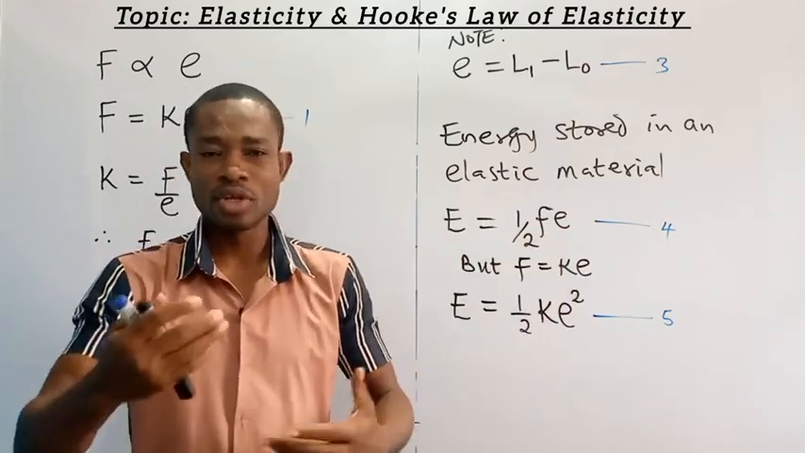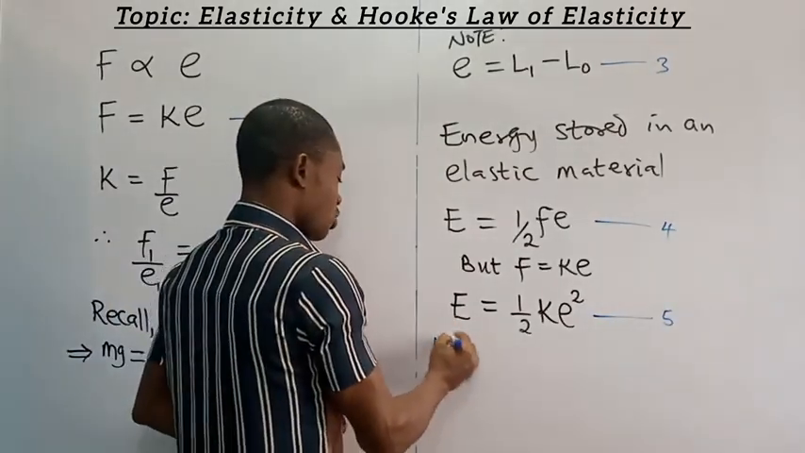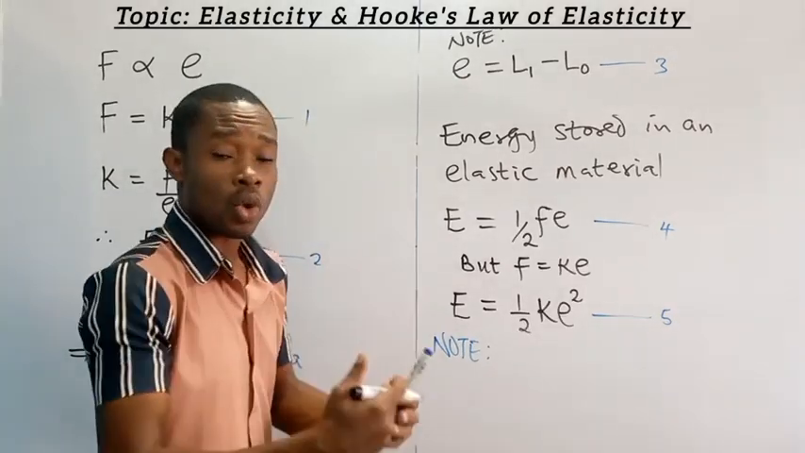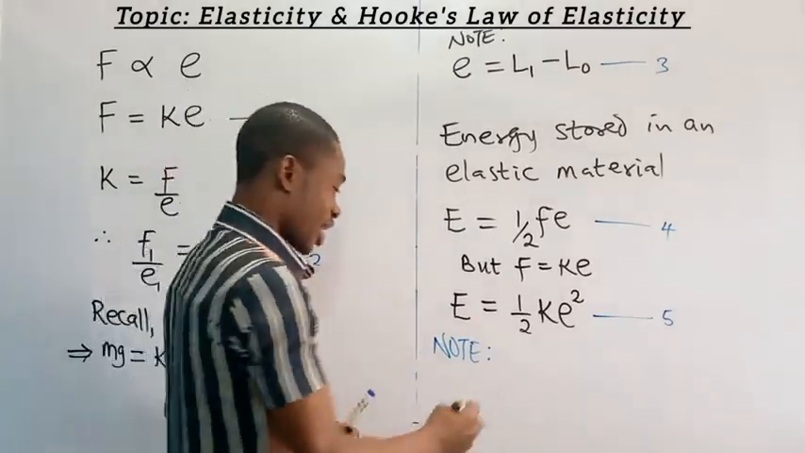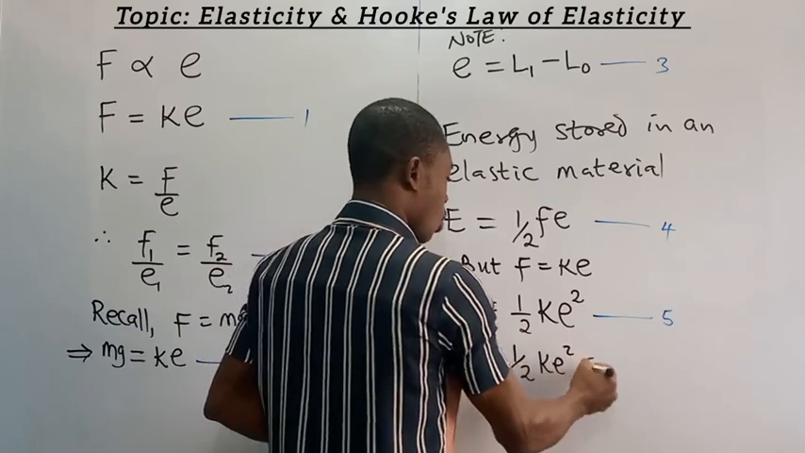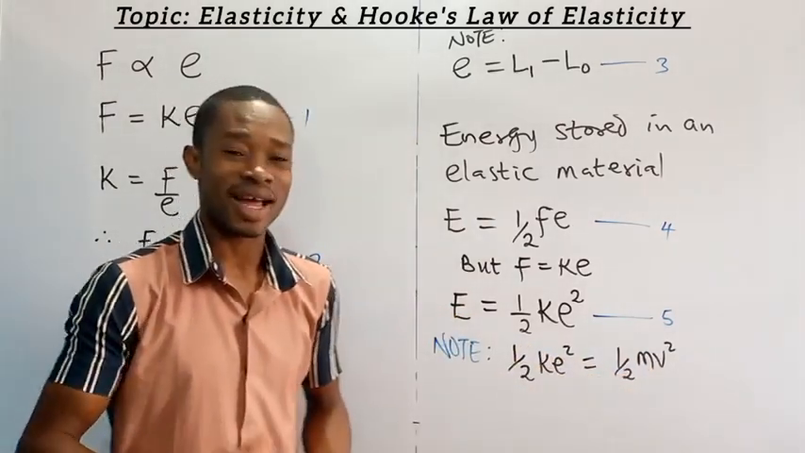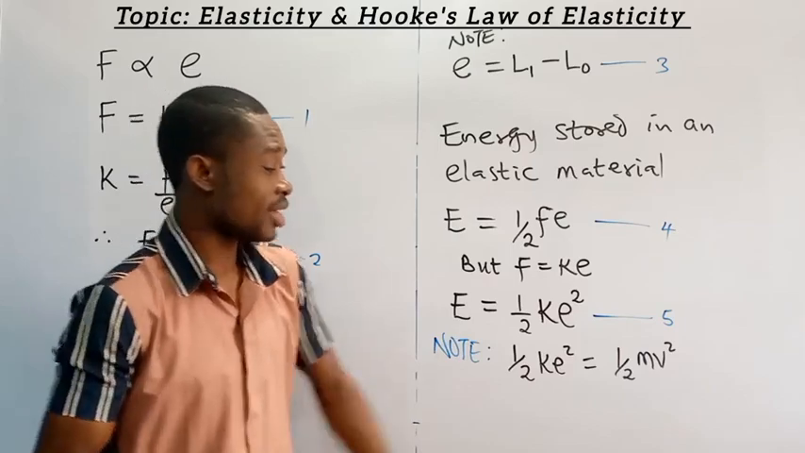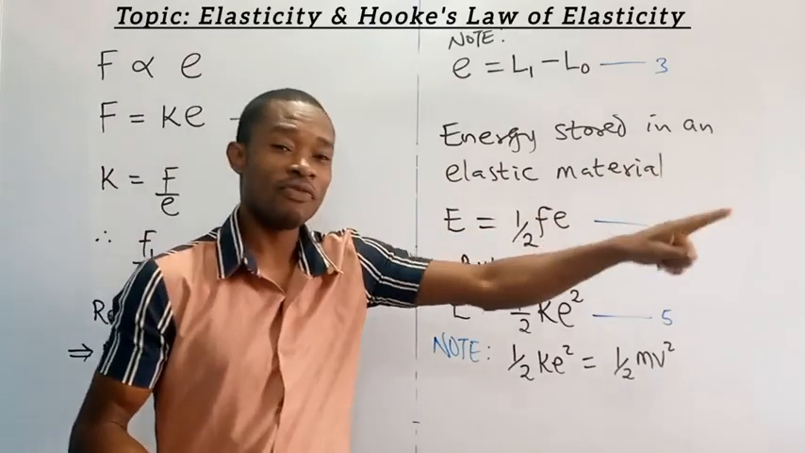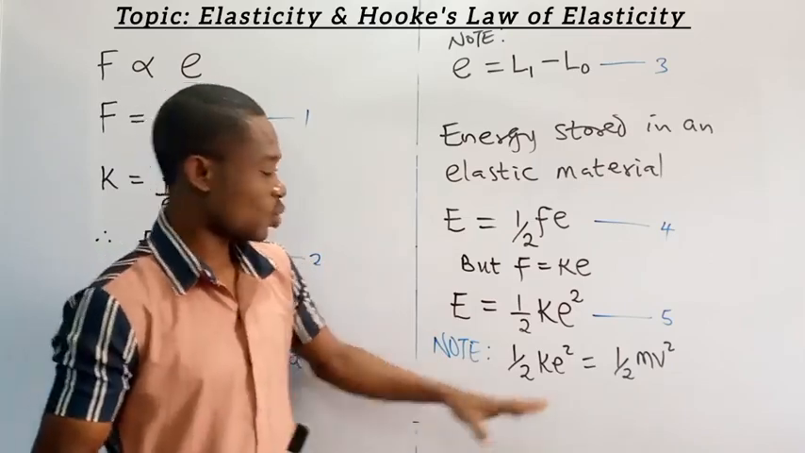And once something is in motion, it possesses what? Kinetic energy. On the basis of that, I'd like you to take note of this place. That this elastic potential energy of an elastic material is also equal to the kinetic energy of the mass attached to it. So I am going to say that 1 over 2 Ke squared is equal to 1 over 2 mv squared, where this m is the mass attached to that elastic material, and then v is the velocity with which the mass is being flung off or released by that elastic material. So that is what these quantities represent.